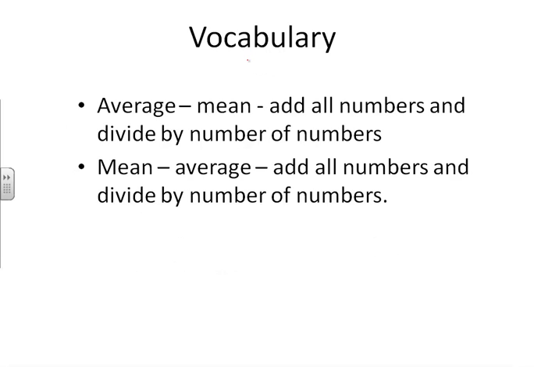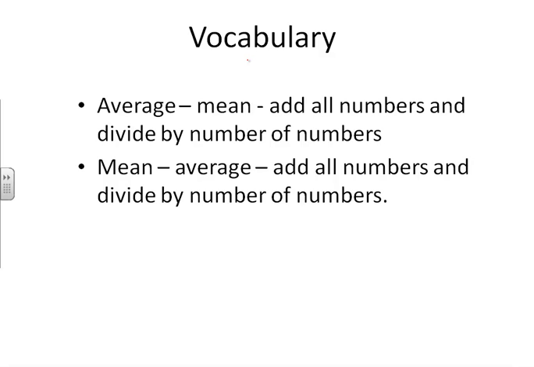Our vocabulary is mean. Mean is another word for average. Average is another word for mean. So when you calculate the average of something, you add up all of your numbers and then you divide by the number of numbers that you had.